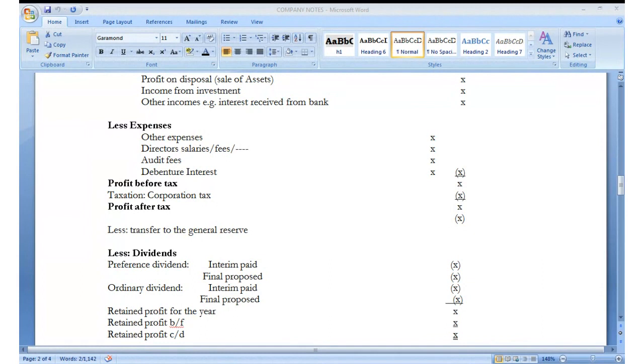So the section from taxation up to the retained profit carried down is the only new section in company accounts. It is the only section we are referring to as appropriation account that we are adding after getting the profit.